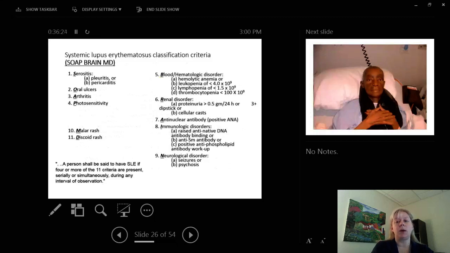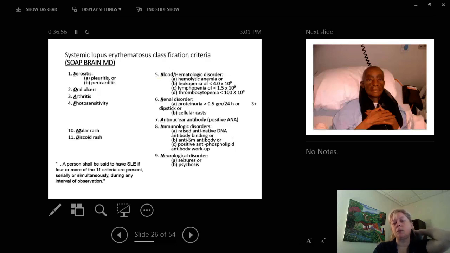So this is how we classify or diagnose it. It's SOAP BRAIN MD. A person shall be said to have lupus if 4 or more of the 11 criteria are present, serially or simultaneously. They don't necessarily have to have a positive ANA, but it's 4 or more of the 11. And they can have ulcers, arthritis, photosensitivity.